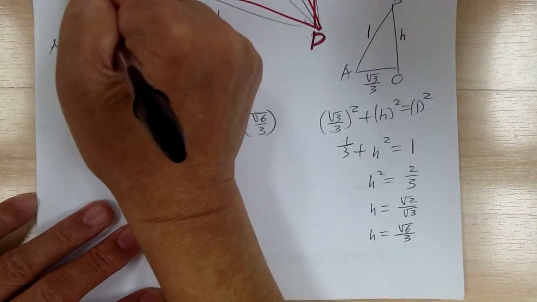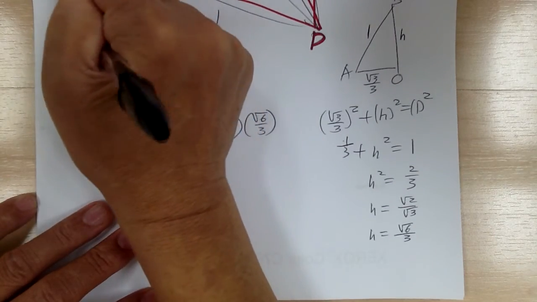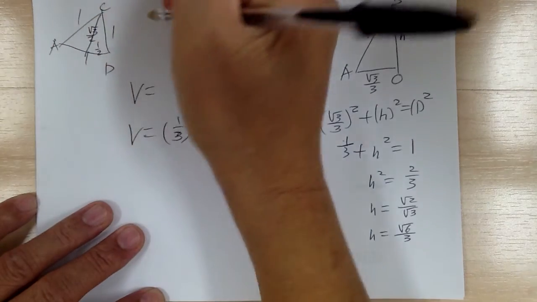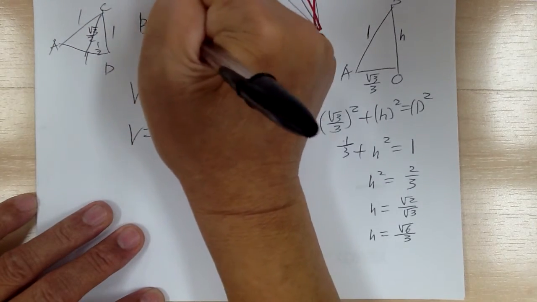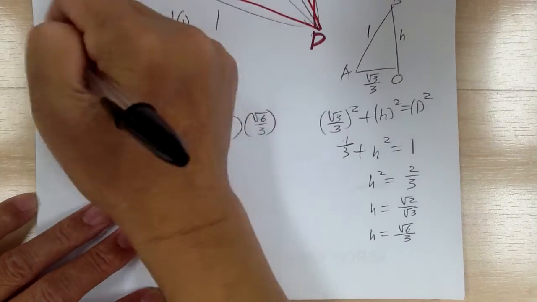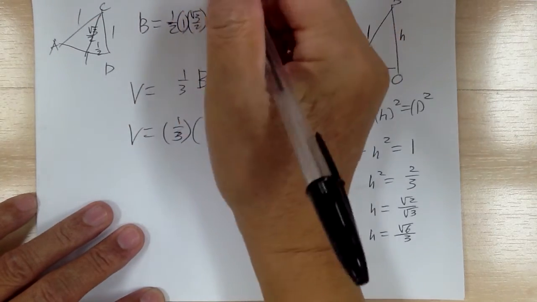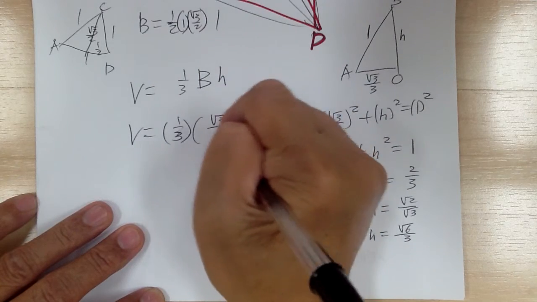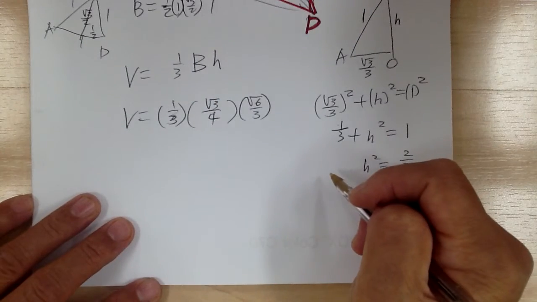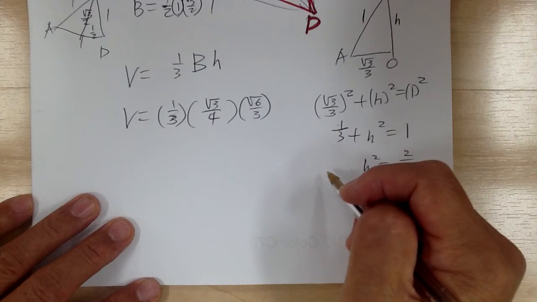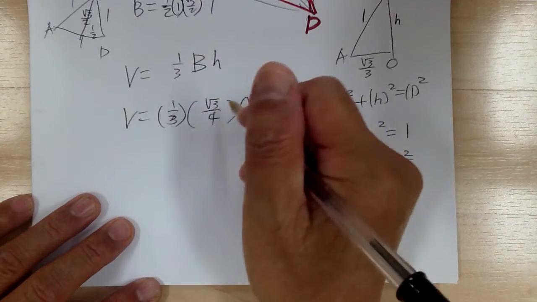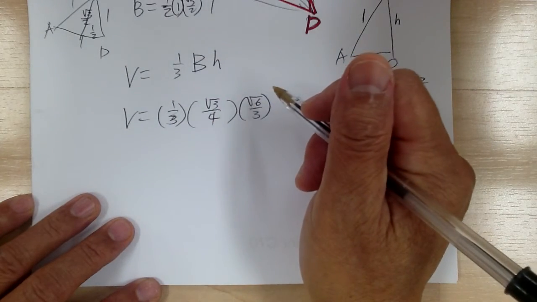Okay, so for the area, again this would be 1/2 and square root of 3/2. So the base area would be 1/2 base times height. So it would be equal to square root of 3/4. Okay, so now we can go ahead and work it out.